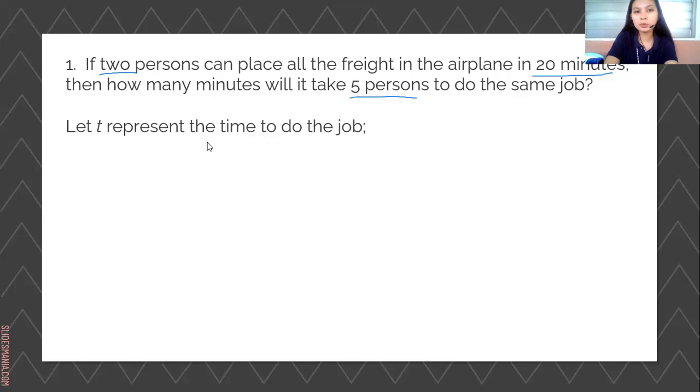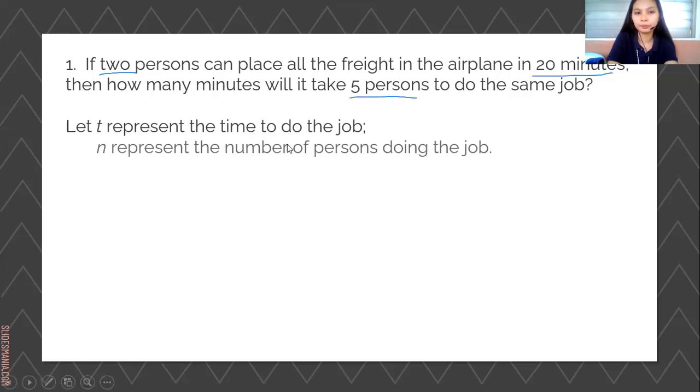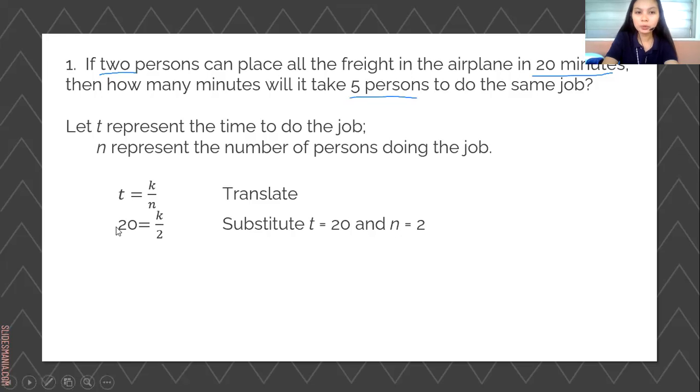So let T represent the time to do the job, and N represent the number of persons doing the job po. So let's just translate. T po natin represents the time to do the job and N po natin will be the number of persons doing the job po. So we have here 20 equals K over 2 po.